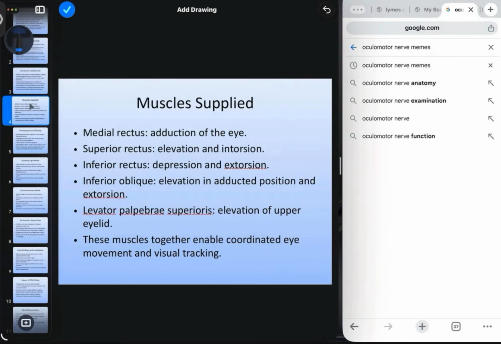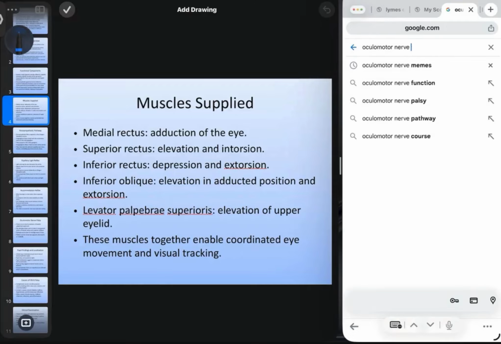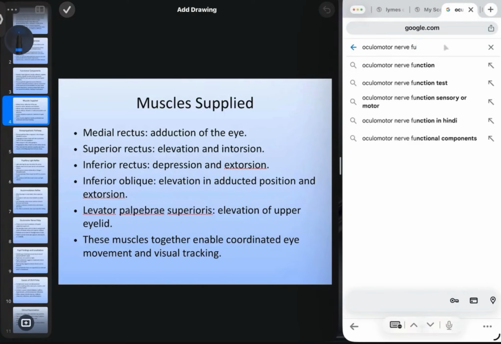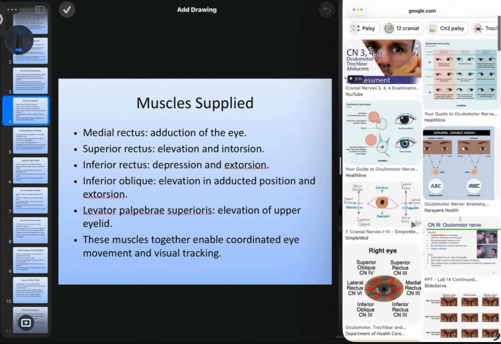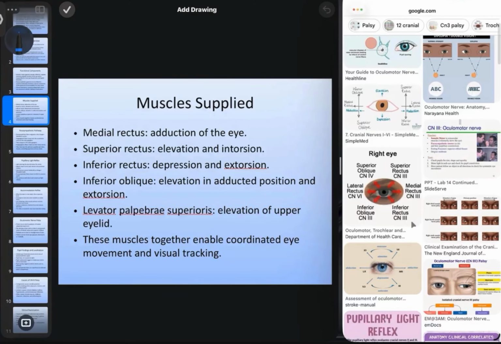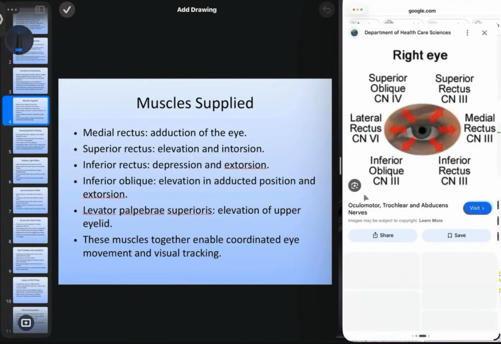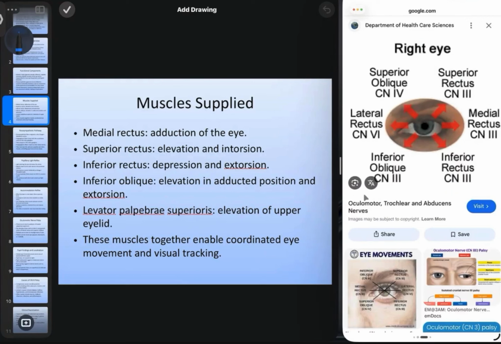I want someone to read this. I can read. Yeah, go ahead. Medial rectus, adduction of the eye. Superior rectus, elevation of the eye. Inferior rectus, depression of the eye. Inferior oblique, elevation in the adducted position of the eye. Levator palpebrae superioris, elevation of the upper eyelid. These muscles together enable coordinated eye movement and visual tracking.